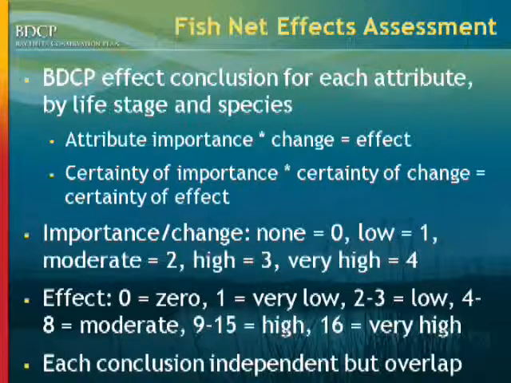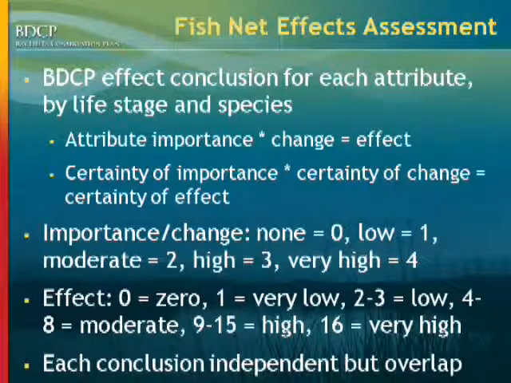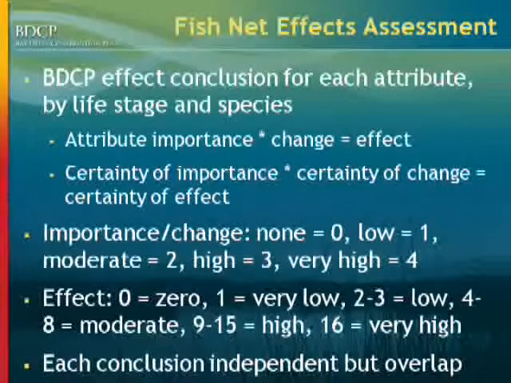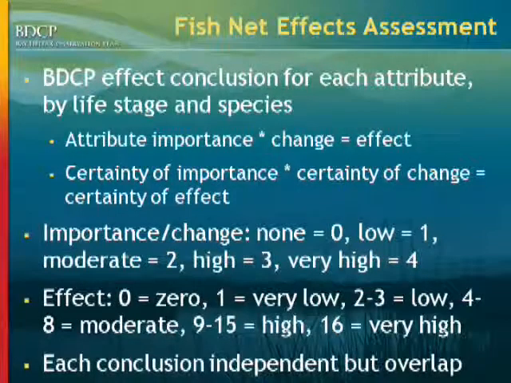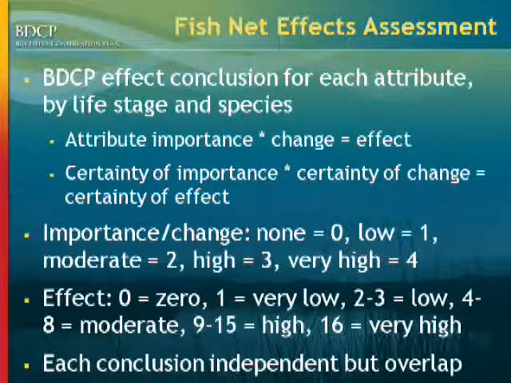So during the assessment of importance or change, each of the attributes was given a qualitative assessment of no importance or no change, low importance, moderate importance, moderate change, high, very high change or critical importance. We actually said critical for the importance on that. But essentially 5 different categories there.